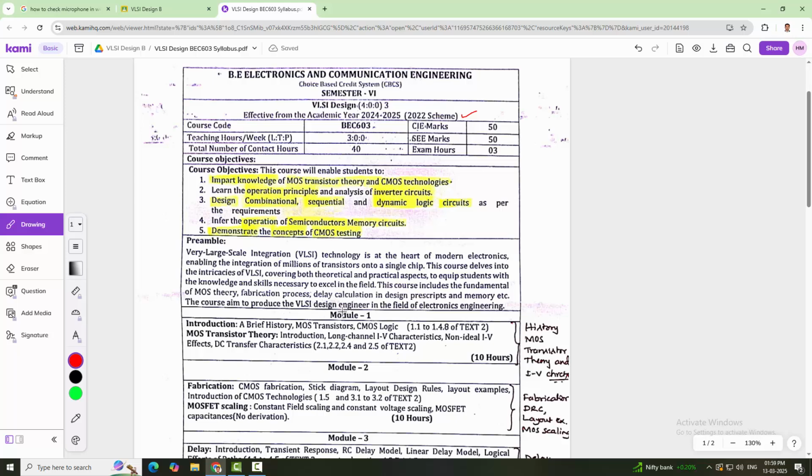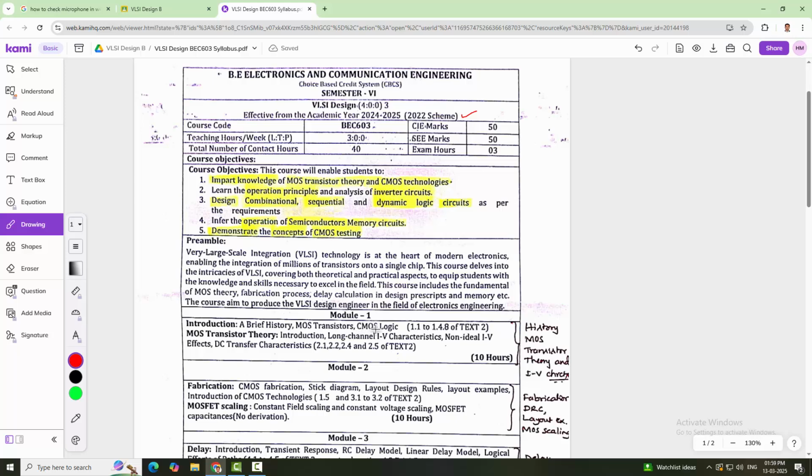Now let us go through the importance of each module. Module 1 discusses two chapters mainly. First is the introductory chapter, followed by MOS transistor theory. In the introductory level, we discuss a brief history of the MOSFET, the transistor in general, and evolution of integrated circuits. Followed by that we discuss MOS transistor theory with necessary equations, characteristics, etc.